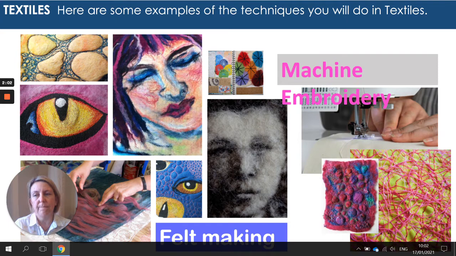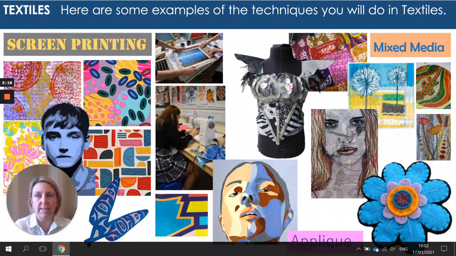Second option for GCSE would be textiles. And this has a whole host of different types of technique that you can choose from and you can explore. You get to do felt making, machine embroidery, and also lots of other techniques that you can see here. So for example, we do screen printing, applique and mixed media. Throughout all of this, you will use the sewing machine quite a lot. So if you like the idea of doing that, this course would be for you.